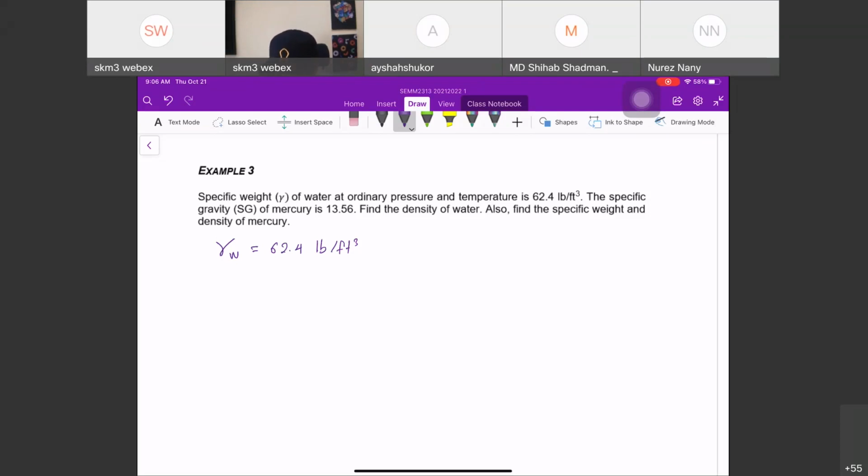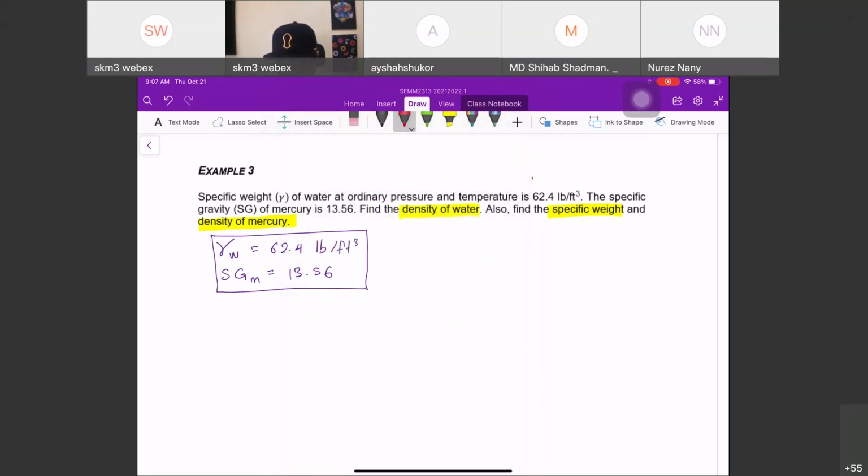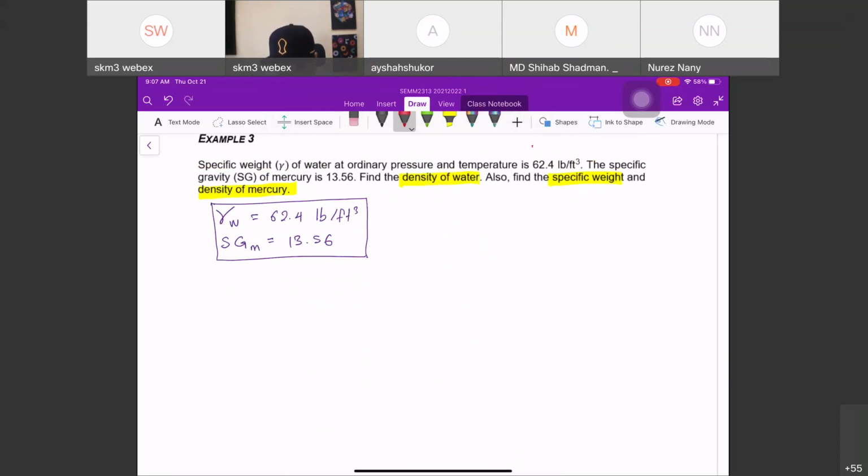And then the specific gravity. We list out SG of mercury equal to 13.56. Specific gravity has no unit at all, so we don't have to put any unit. The question asks for the density of water, specific weight and density of mercury. So now we have two properties, water and mercury. The first step is this is the given. After we have known the given, we can start to formulate the equation. So this is step one. Step number two, we formulate the equation.